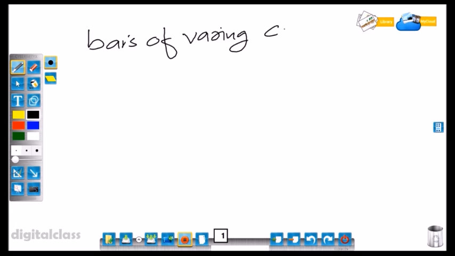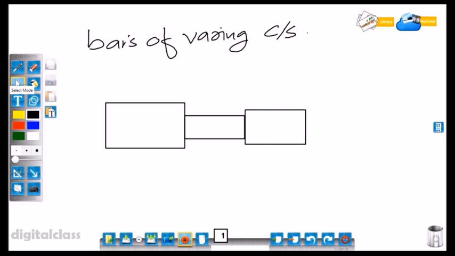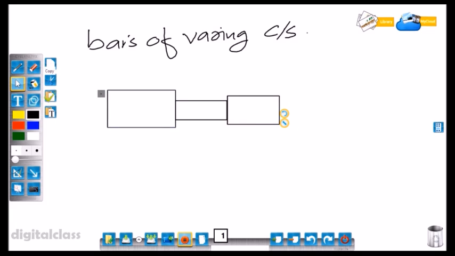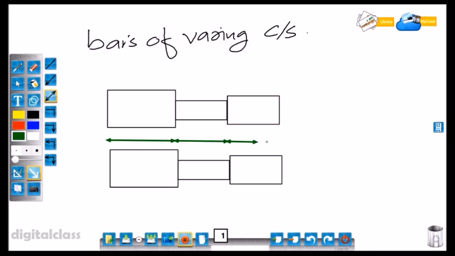Now we are going to see elongation of bar of varying cross sections. Let us take an example of bar of 3 sections having different lengths and areas. Here L1 is the length of first section, L2 is length of second section, and L3 is length of third section.